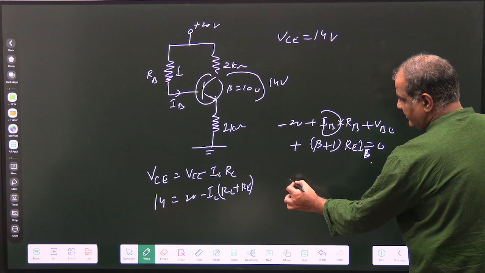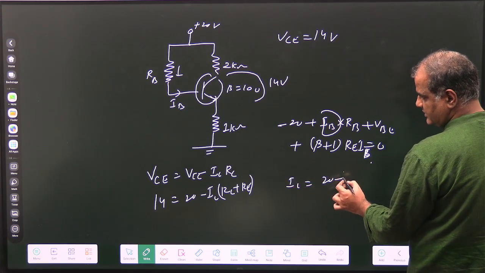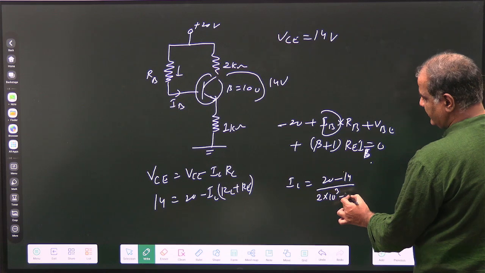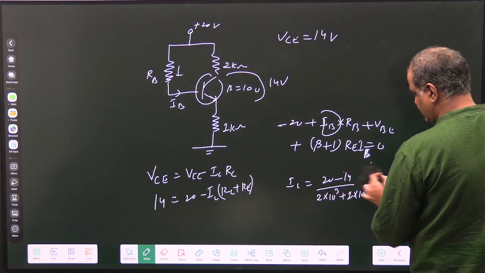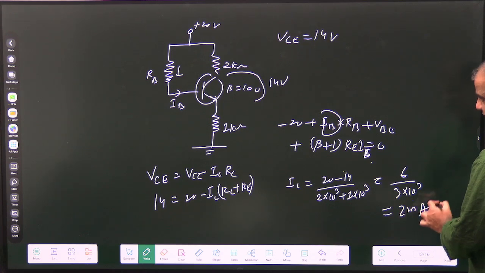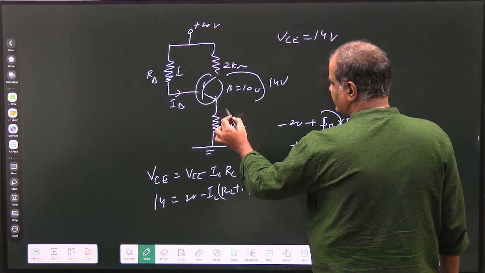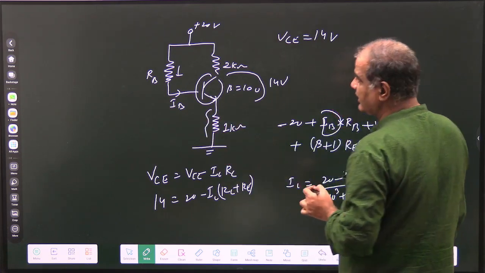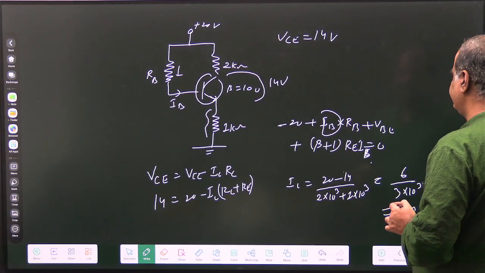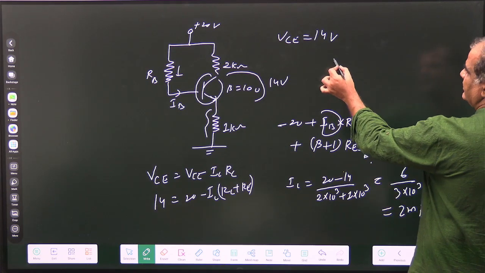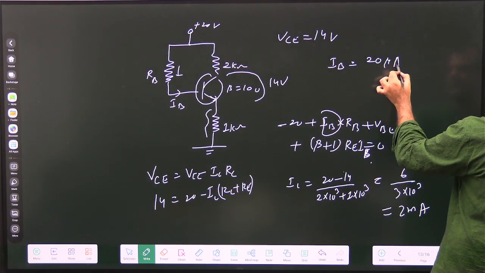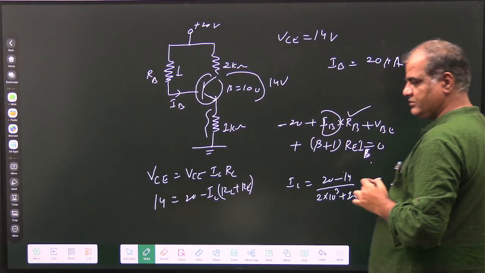So the IC value will be 20 minus 14 upon RC, which is 2 kilo ohm, and this is 1 kilo ohm. This becomes 6 upon 3 kilo ohm, 2 milliampere, IC coming. So automatically you can find. What is asked in the question, what do we need to find? RB. From IC you can directly find IB. So IB will be IC upon beta, 20 microampere. Now in this we put IB and you can find the RB value.